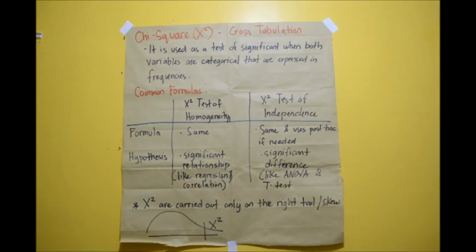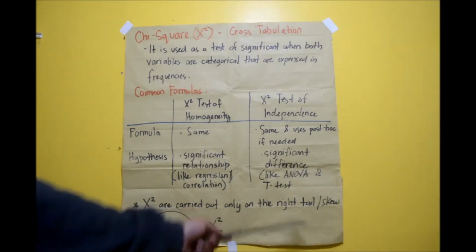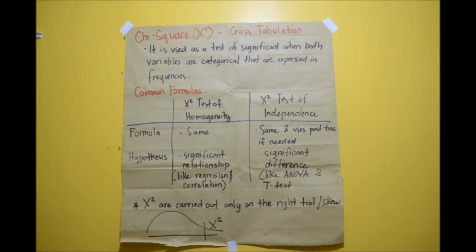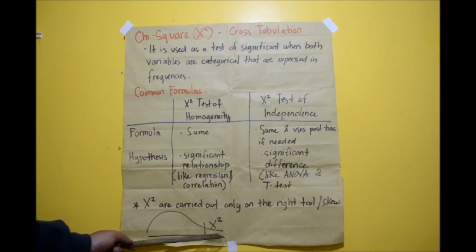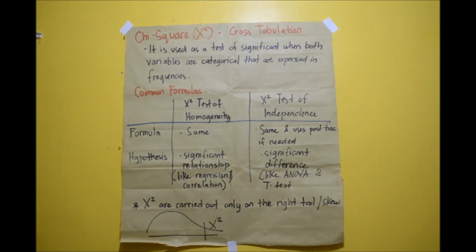Another feature of chi-square: when we represent chi-square through the distribution curve, it is only a right tail or right skew. So we assume all of our chi-square values should be positive. So, that's it.